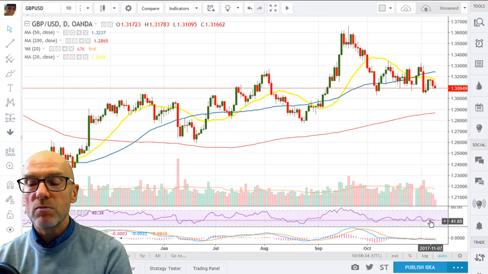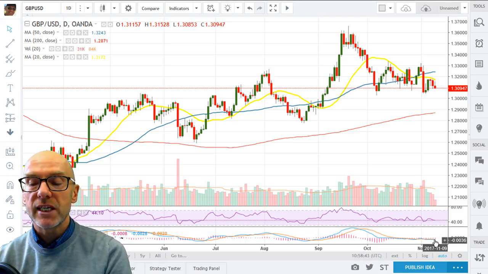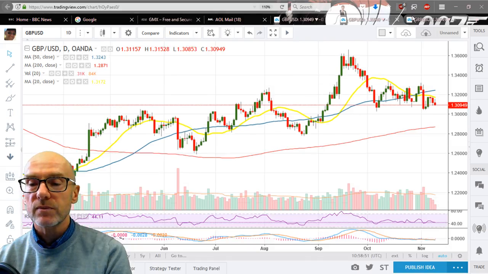The negative momentum is seen on this daily. The RSI is back down at 44.15, and the MACD are just diverging below zero. Short term has moved below long term, and that's shouting a sell as well.